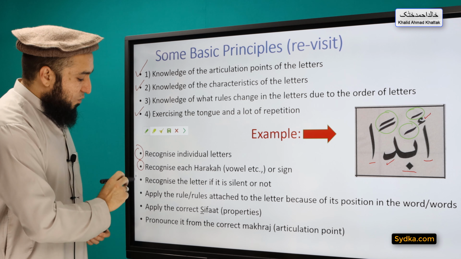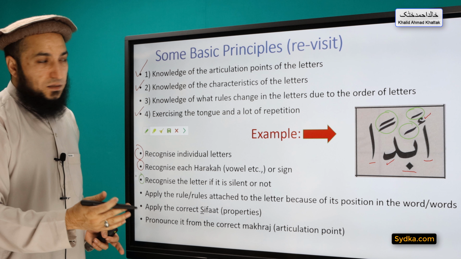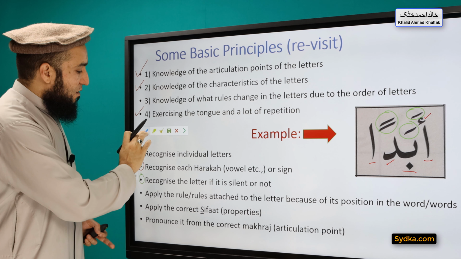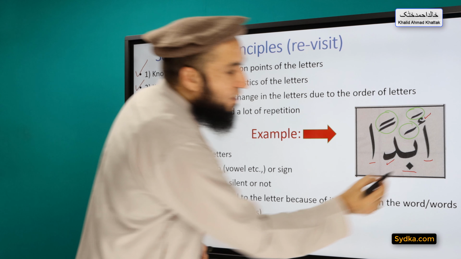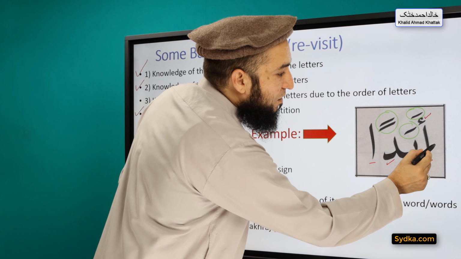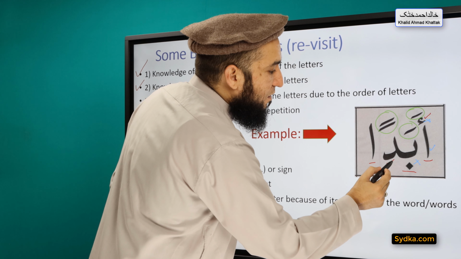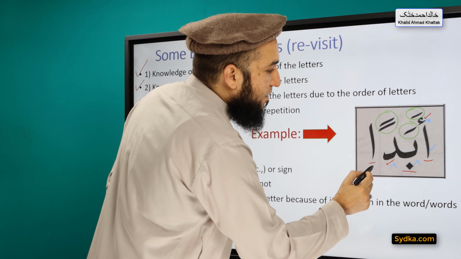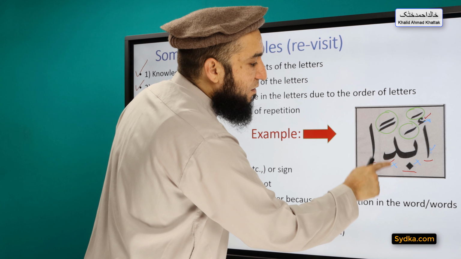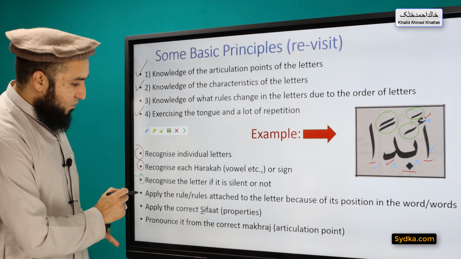The next one is we have to recognize which letters are silent and which aren't. Let's change the color. Okay, blue. If we see here, alif is silent, hamza is not silent, ba is not silent, dal is not silent, and alif is silent. So we recognize those ones.